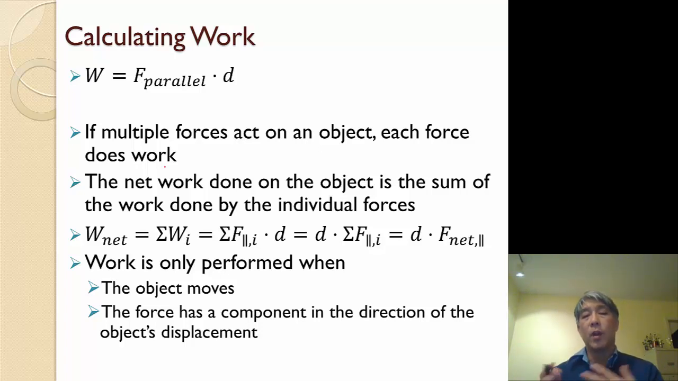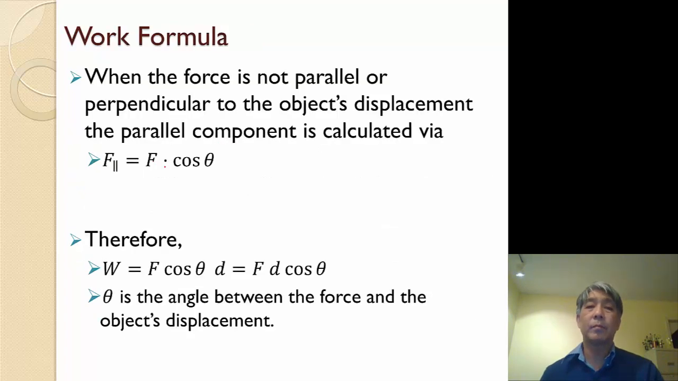So this is the tricky part, in that work will only be performed when the object moves. If the object doesn't move, or if the object has zero displacement, effectively it implies that nothing happened. There was no work done. So also check that the force you are investigating has a component, or a portion of that force, in the direction of the object's displacement. So this is the way we're going to be using our formula.